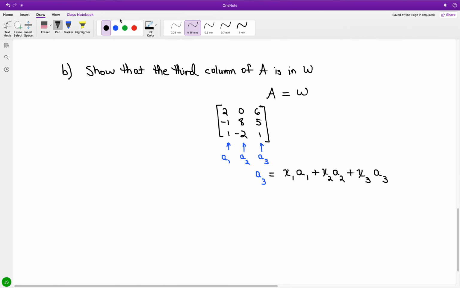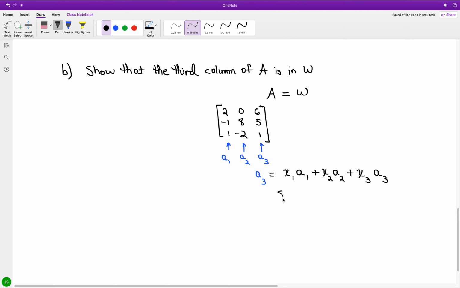Now for part B, it says to show that the third column of matrix A is in W. And again, A is a 3 by 3 matrix, and the third column is going to be the vector A of 3. And for W, that is the span of A of 1, A of 2, and A of 3. And we have x of 1 times A of 1 plus x of 2 times A of 2 plus x of 3 times A of 3. And among the infinitely many linear combinations we have for W, one combination will be setting x of 1 and x of 2 to 0 and x of 3 to 1.